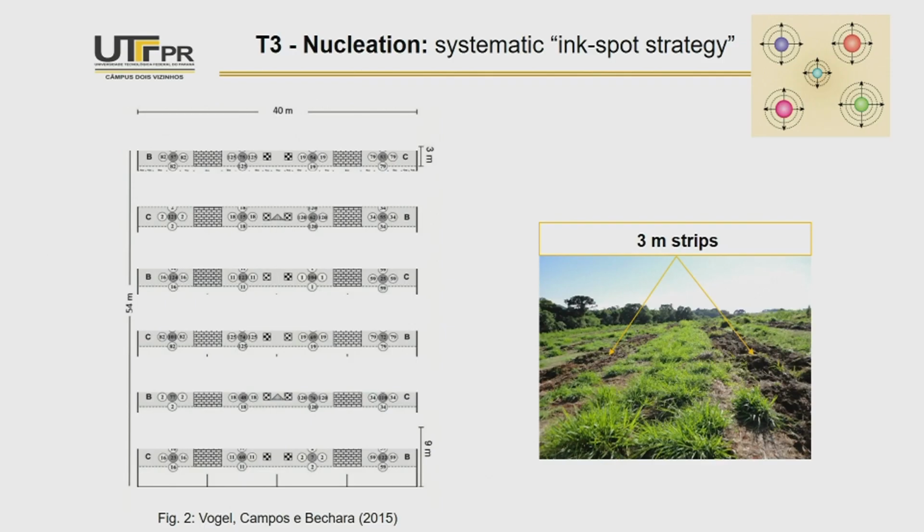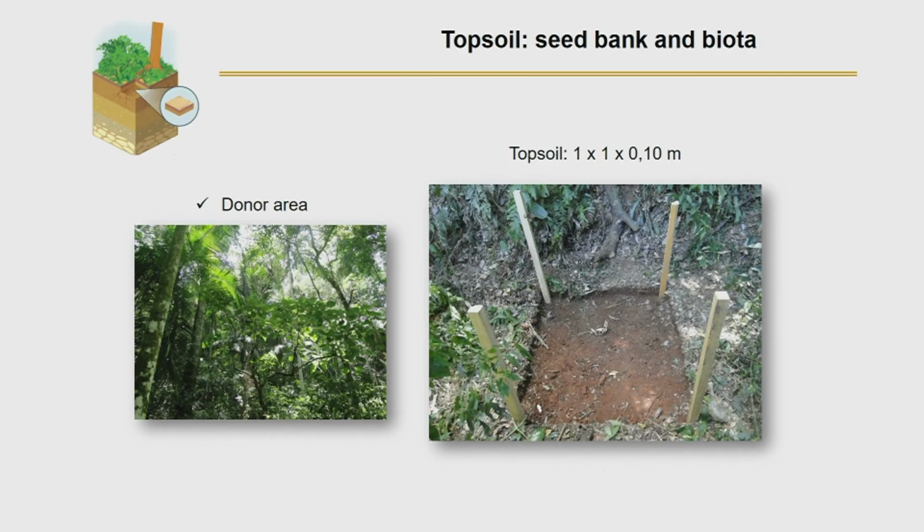I'll talk about each one now. These are our nucleations. They are on strips, like Holl is going to test now, but they are different because they are applied in spots. It's more of an ink spot strategy. The techniques are all put together on the strips. The idea is that with successional time, which is slow, these strips would spread and recover the whole area. Here a picture of these strips on the field.